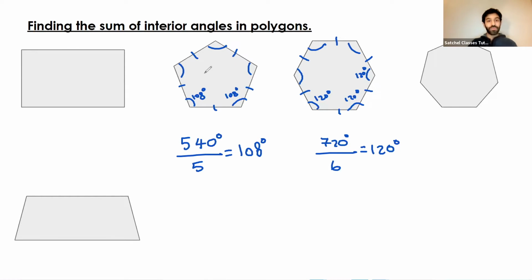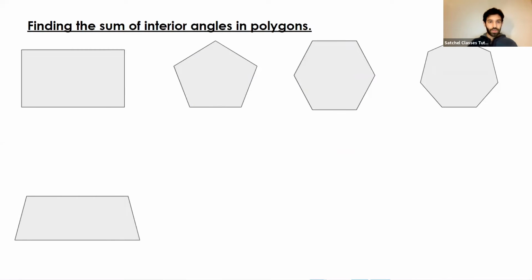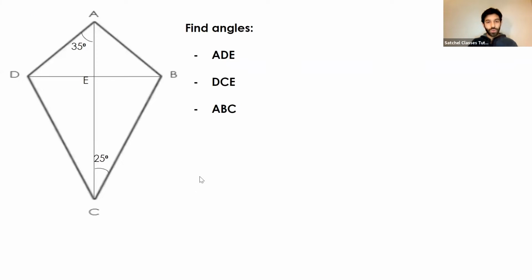So you need to be able to find the sum of angles, and you need to be able to find each individual angle as well. And we can use this method when we have regular polygons. All right. Now let's do some questions then.